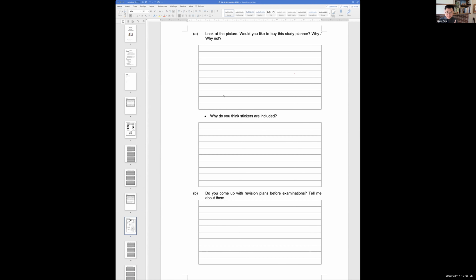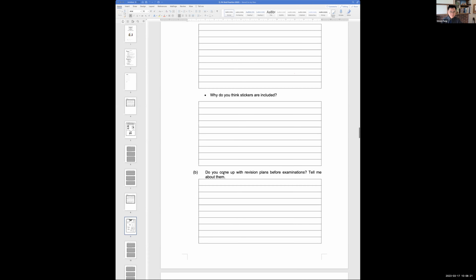But look at question B. Is there any more look at the picture? No more, right? It doesn't start with look at the picture. All the question Bs in all the oral pictures will always not be about the picture anymore. It will be about your experience.